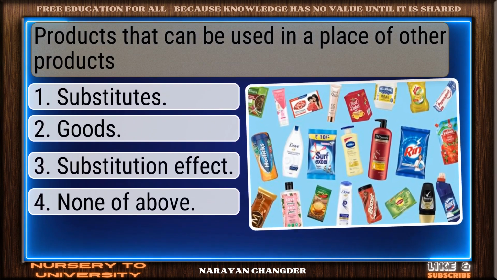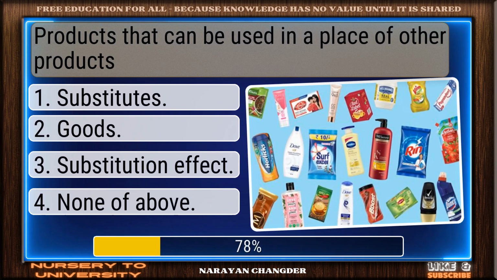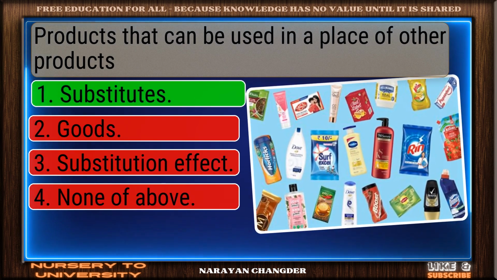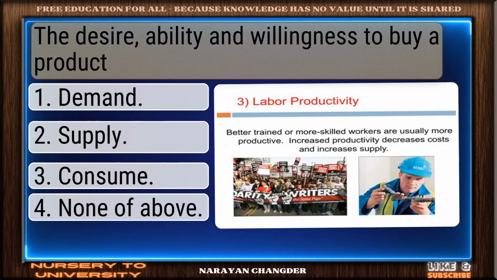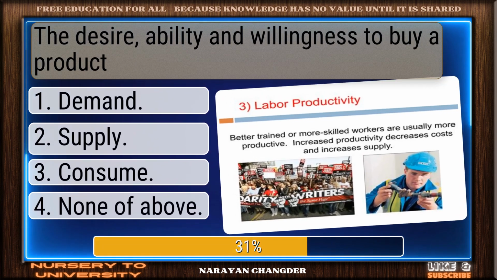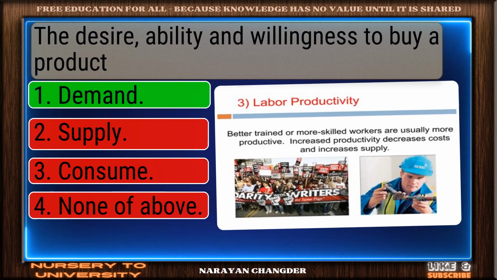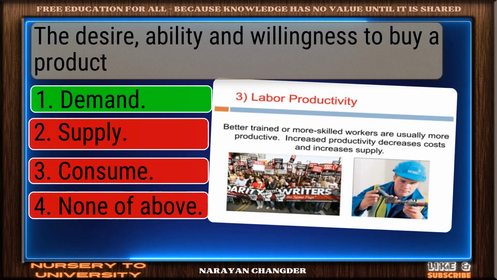Products that can be used in place of other products. On track. Substitutes is the correct answer. The desire, ability, and willingness to buy a product. Sharp thinking. Demand is the right choice.